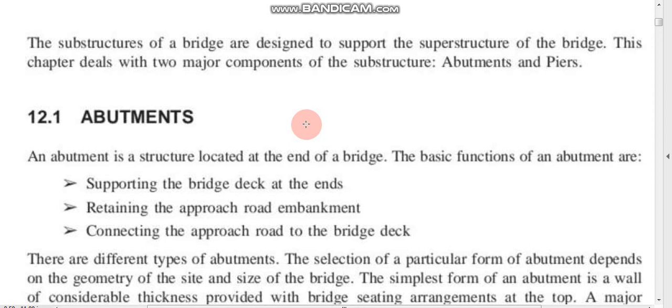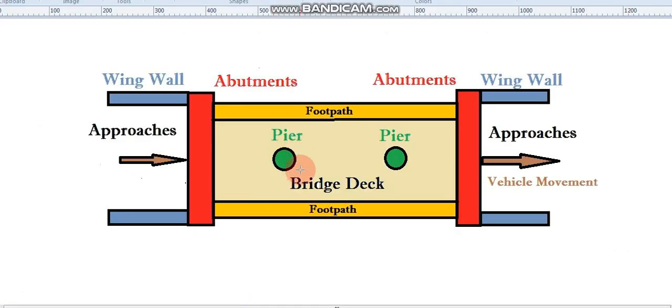So today we are going to study unit number 5 related to design of bridges, which includes the substructure of a bridge. The substructure has abutment, pier and approaches. These three components are included in our syllabus. Before that, we will see the pictorial form of the bridges.